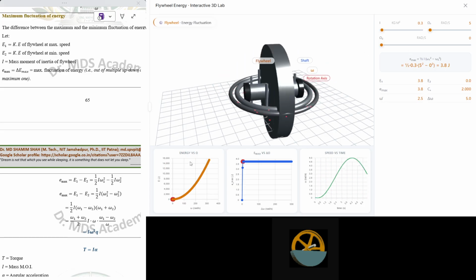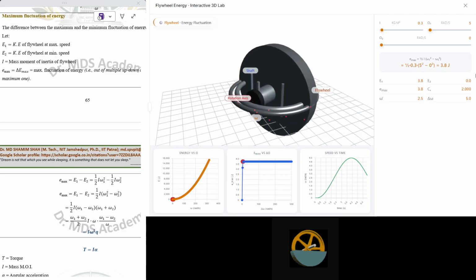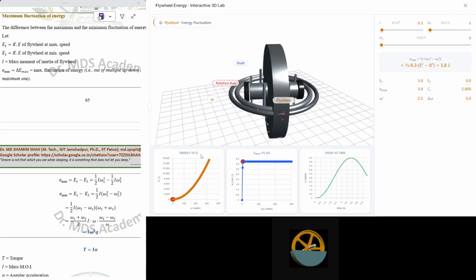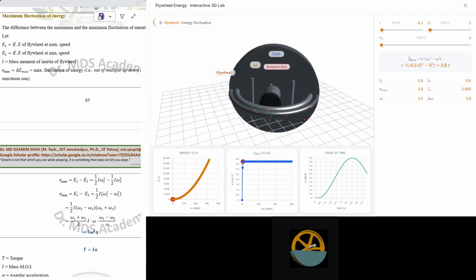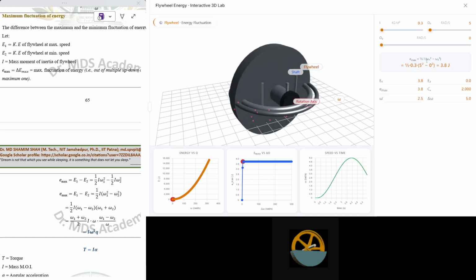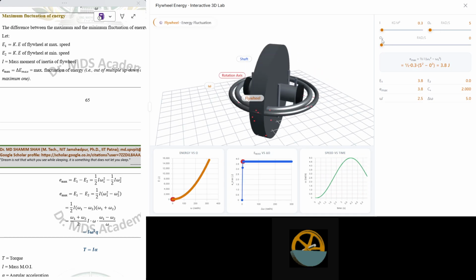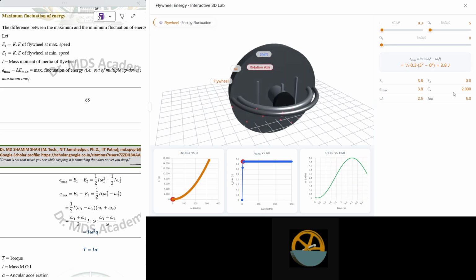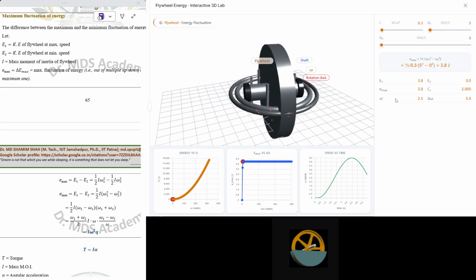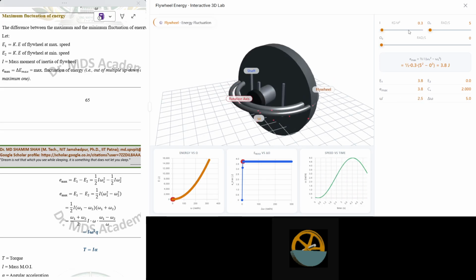From the graph also you can see here energy versus omega. Omega is nothing but the mean speed of the flywheel, that is omega 1 plus omega 2 divided by 2. So this will be 2.5. Here the same thing is written over here, 2.5 average mean speed.